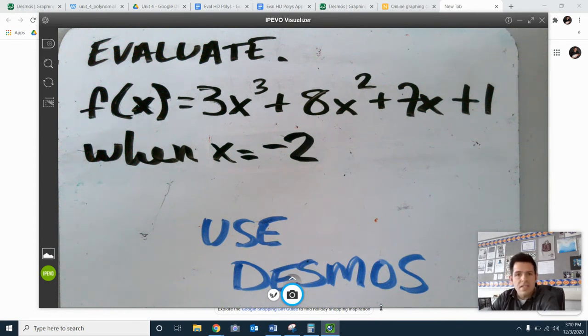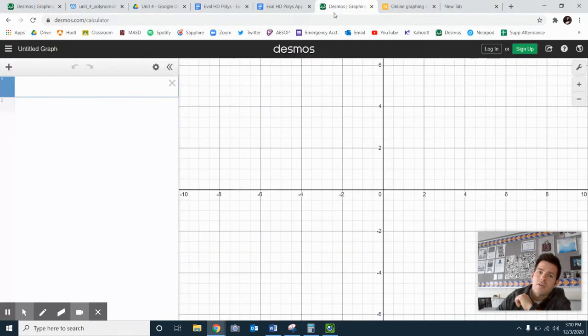But to just point this out, we've done this problem twice now. We got to plug in x is equal to -2, and we should receive back out -5. So I'm going to go to Desmos here. Hopefully you can go along with me as we go along.